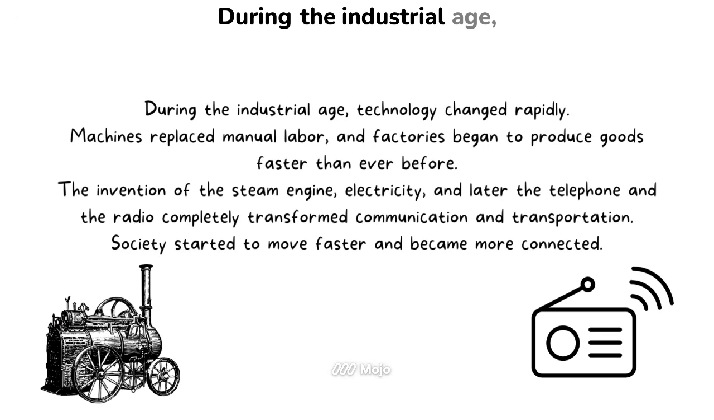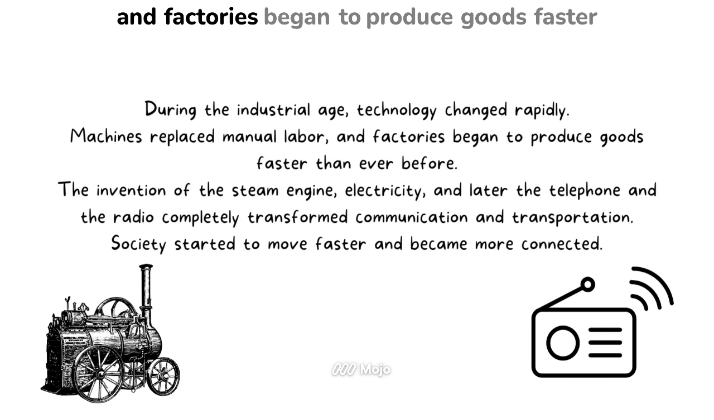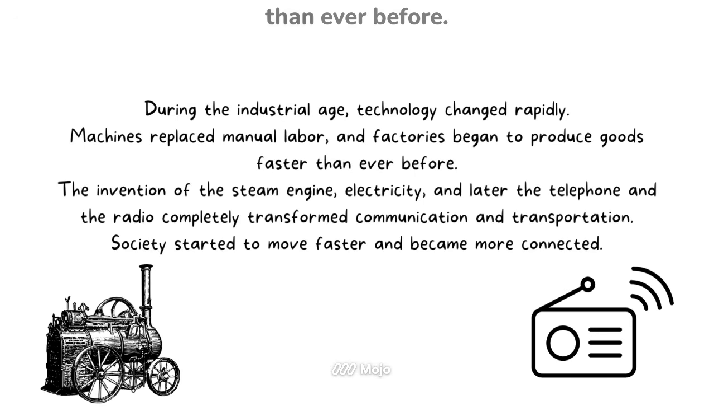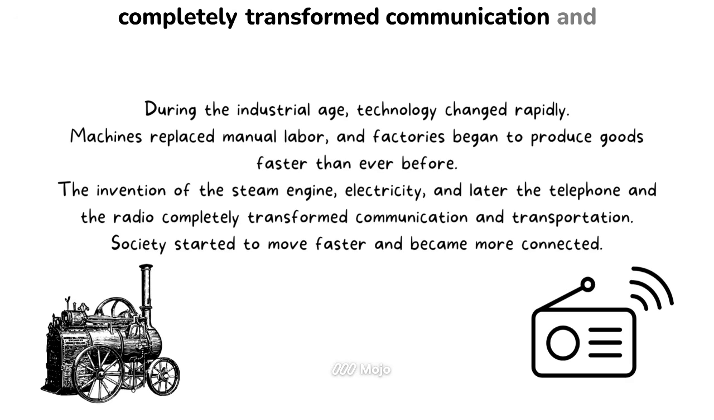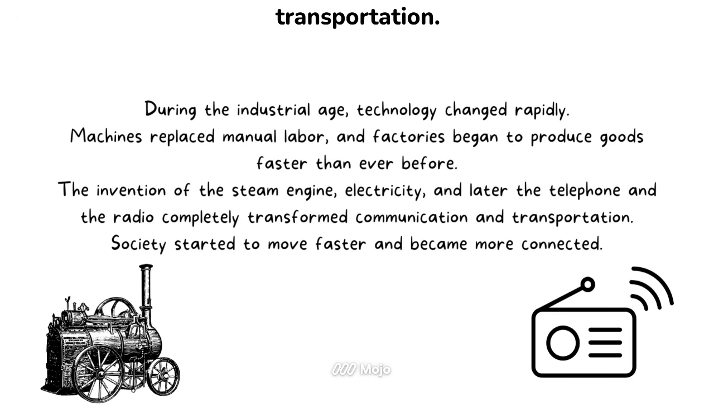During the industrial age, technology changed rapidly. Machines replaced manual labor, and factories began to produce goods faster than ever before. The invention of the steam engine, electricity, and later the telephone and the radio completely transformed communication and transportation. Society started to move faster and became more connected.